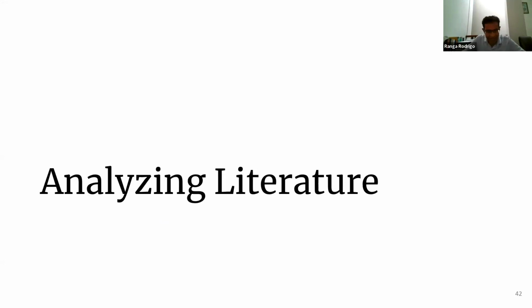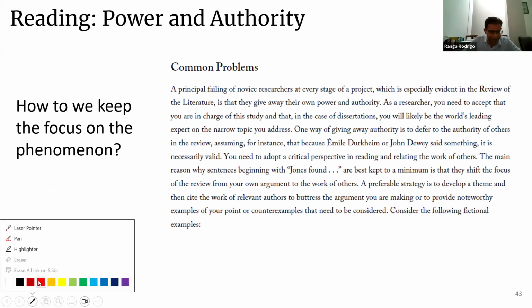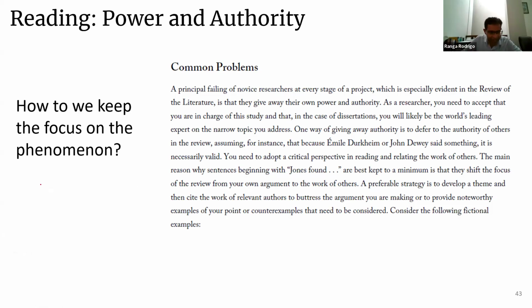Okay. So now let's read this. So, reading, power and authority. How do we keep the focus on the phenomenon rather than on the name of the person? Okay, let's read this. It's a common problem.